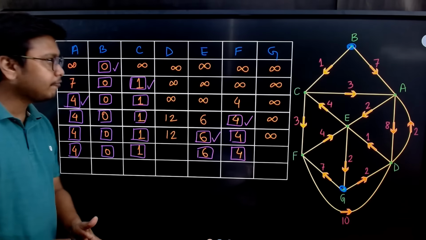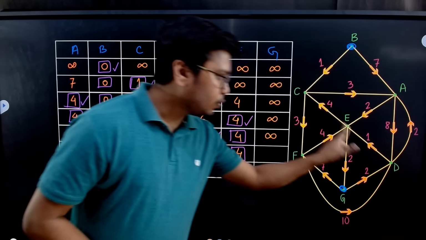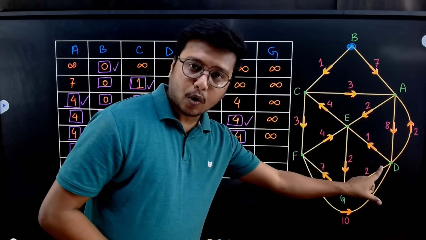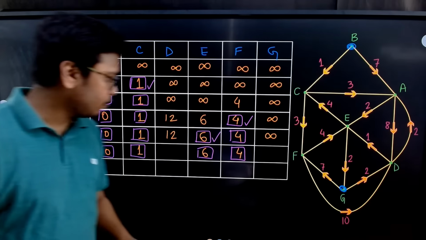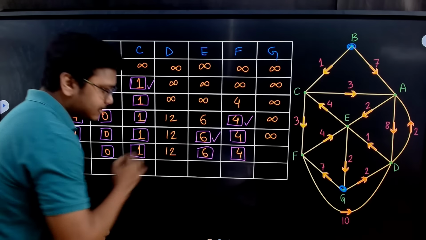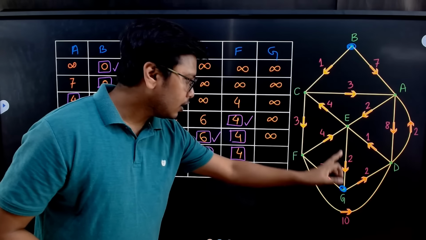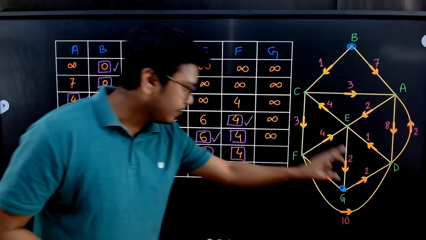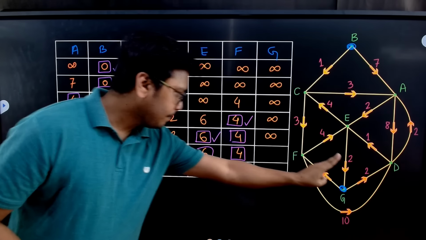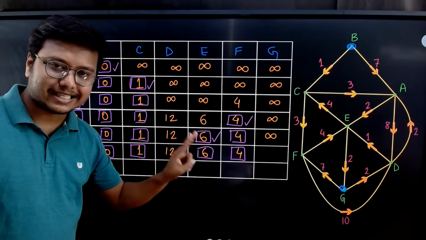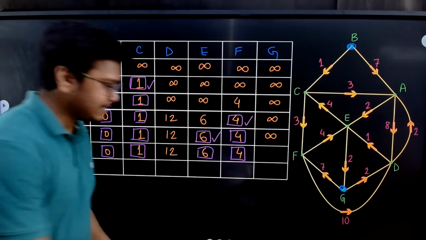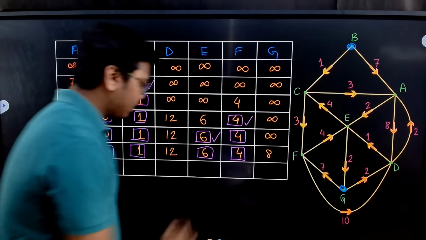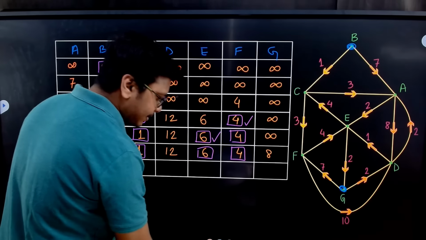So now we are traveling from E to D. We are not allowed to go. From E to D, we are not allowed, so the previous value remains. From E to G, we are allowed to go. The weight is 2. So 2 plus previous label, which is 6. So 2 plus 6, that's 8. So the value is 8, and we can see this is the minimum.